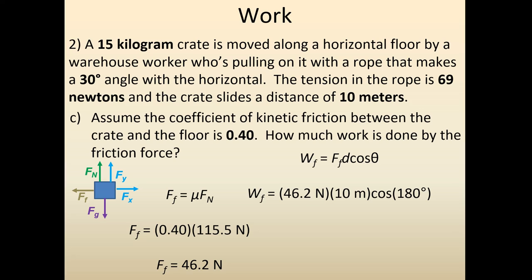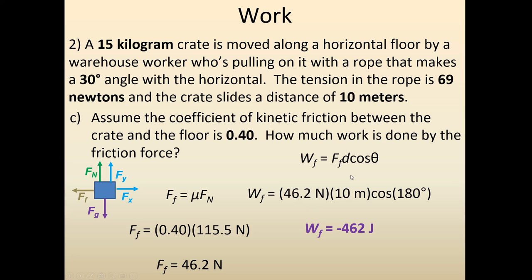46.2 newtons times 10. And again, my displacement is to the right horizontally. Friction is to the left horizontally. That is an angle difference of 180 degrees. So I end up getting negative 462 joules. Notice that this angle only affects the sign. It makes it so that the work is now negative.